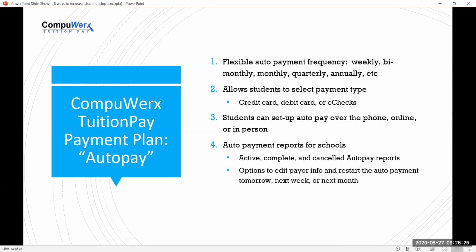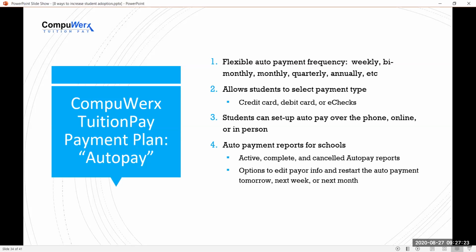How does CompuWerx TuitionPay payment plan with AutoPay help in this situation? Flexible auto payment frequencies. We have multiple options of frequencies when people set up auto payments. Of course, monthly is the normal payment for most students, but we also have other options such as weekly, bi-monthly, quarterly, annually, and so on. It allows students to select a payment type: credit card, debit card, checking account, savings account, or even money market account. A student could set up an auto payment over the phone with the financial aid office, online by themselves, or in person in the financial aid office.